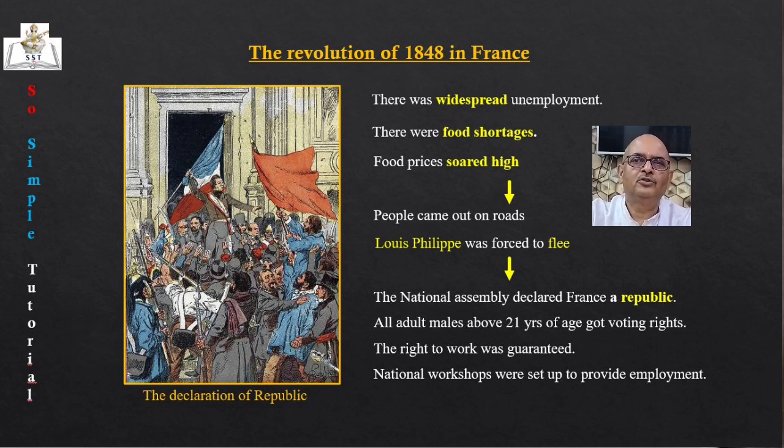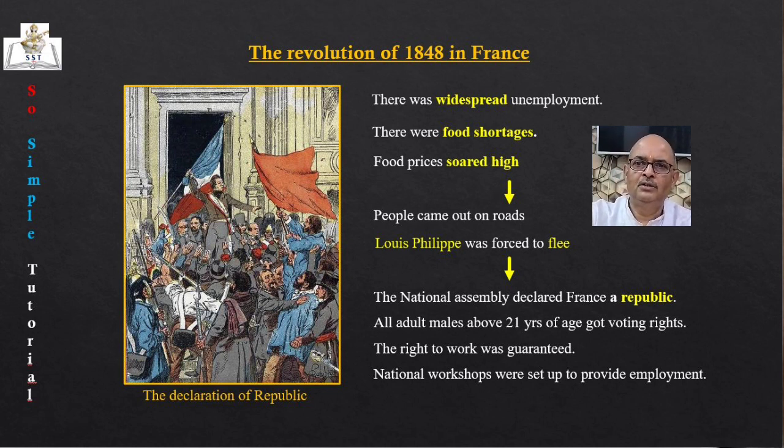Louis Philippe left the throne and ran away. People were not ready to continue with monarchy anymore. The National Assembly declared France a republic. All adult males above 21 got voting rights. The right to work was guaranteed. National workshops were set up to provide employment.